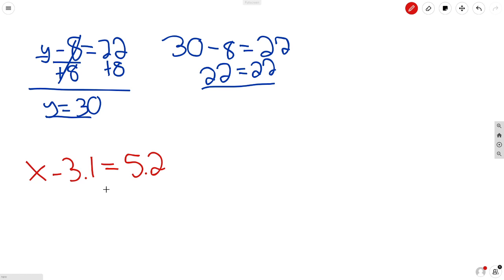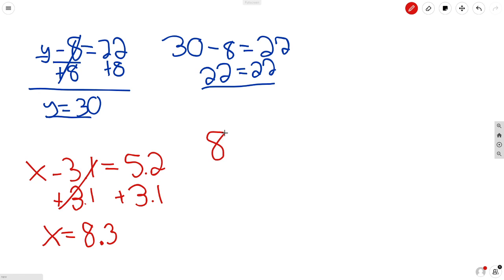x minus 3.1 equals 5.2. So again, this is being subtracted from x, so in order to move it, I need to add it. Whatever I do to one side of the equation, I also have to do to the other side. 2 plus 1 is 3. 5 plus 3 is 8. 8.3.